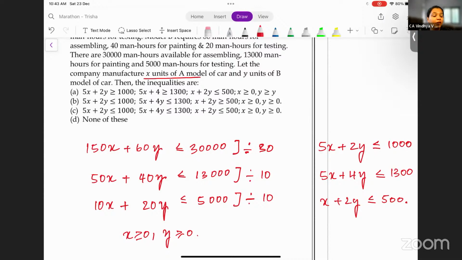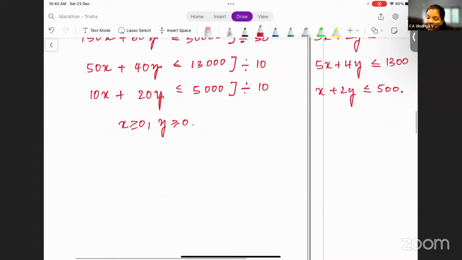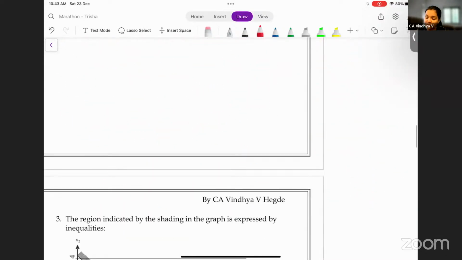Be careful. It is not option B. It is option C. Be careful there, because in option B, the third inequality is greater than or equal to. Your answer is option C. Correct. I hope this is clear. Moving on, we'll go to the next question.